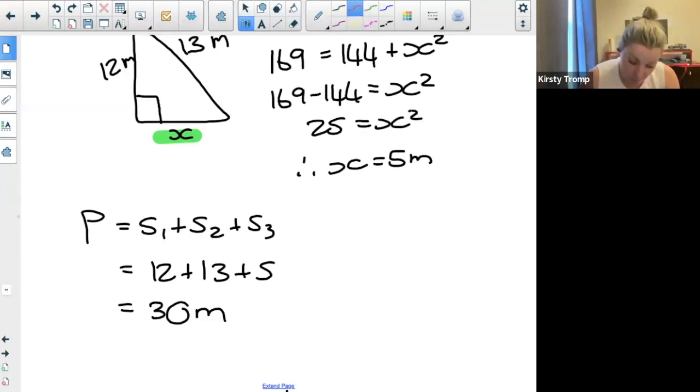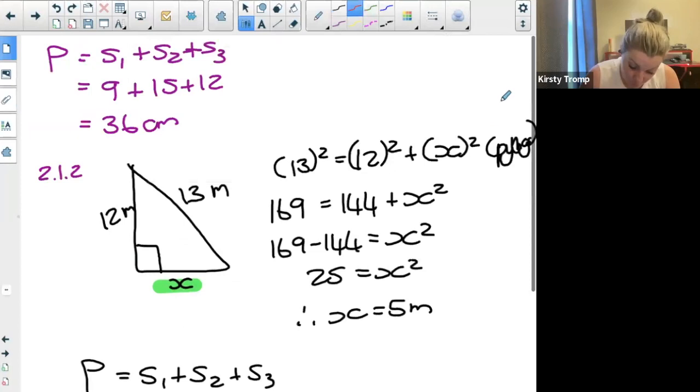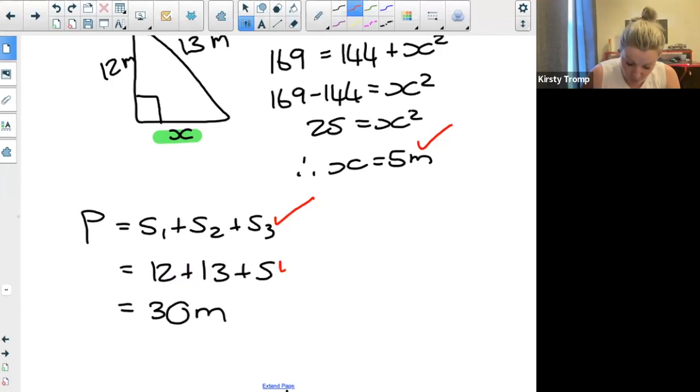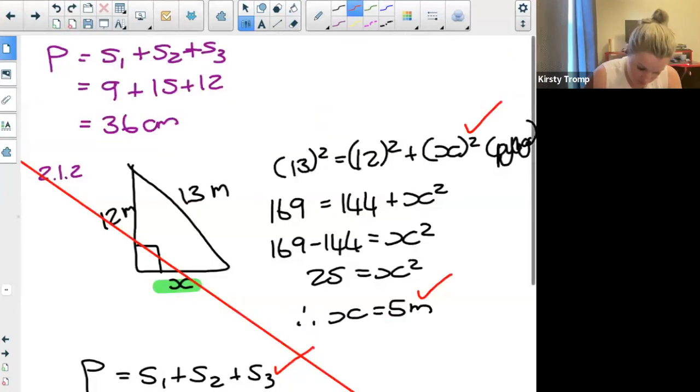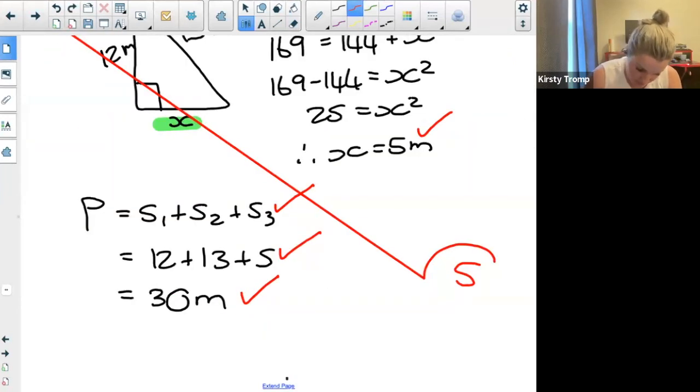All right, this one is big marks. Let's see. 1 mark for knowing that it was Pythag. 1 mark for calculating the 5. 1 mark for formula, 1 mark for substituting, 1 mark for answer. Guys, a 5 marker. So this one is worth 5 marks.